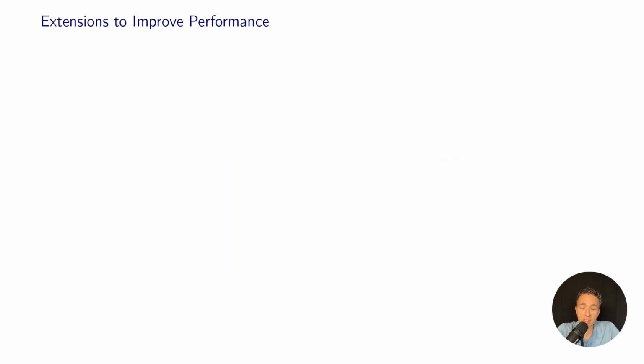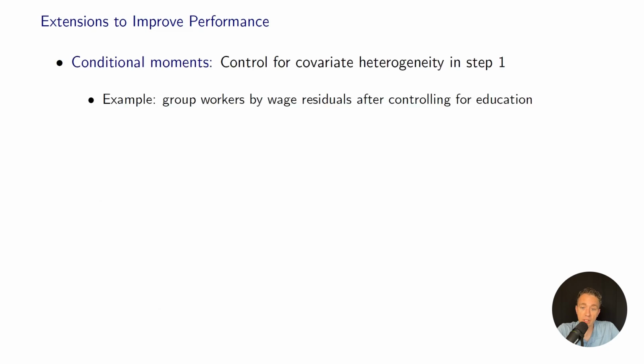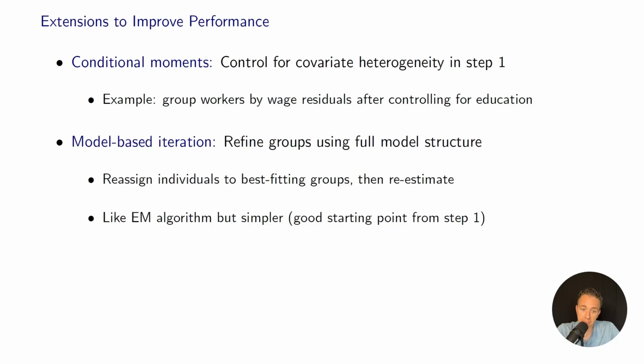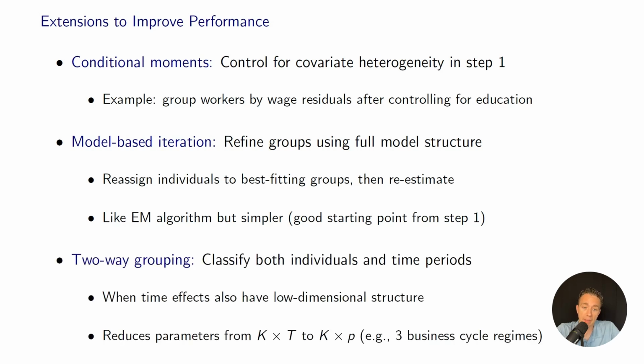There's also some extensions to this. So we can include covariates in that first step k-means clustering. So basically we would be doing a regression and then using the residuals from that regression to do the k-means clustering. We can iterate on a model if we want to impose or allow the structure of the model to provide more information. This has a flavor of the EM algorithm, but is simpler, but it's a good starting point. And then we could also do two-way grouping if we want.